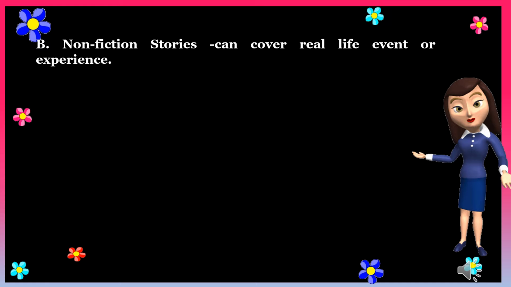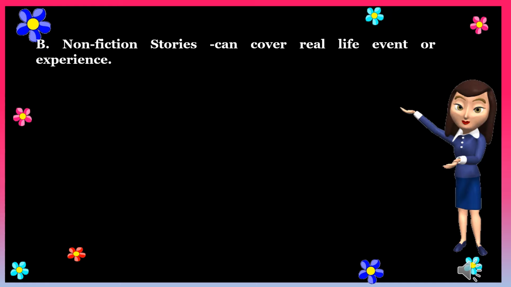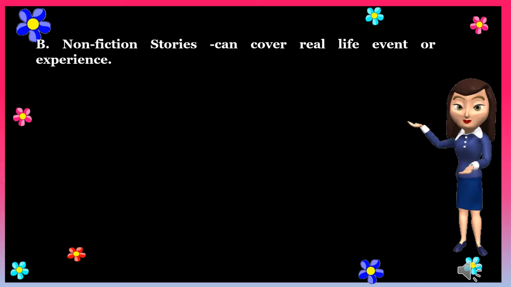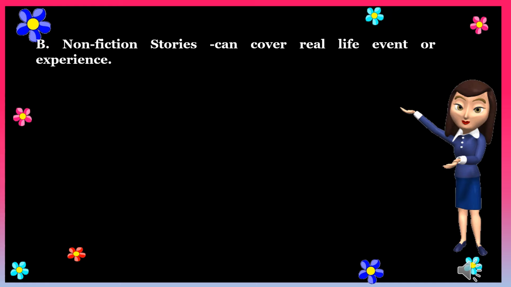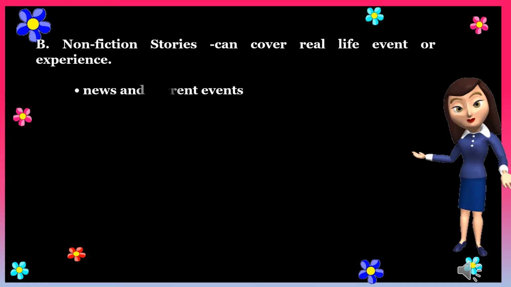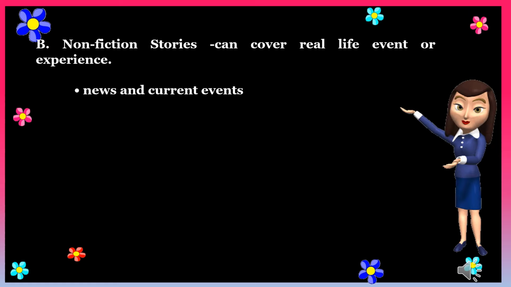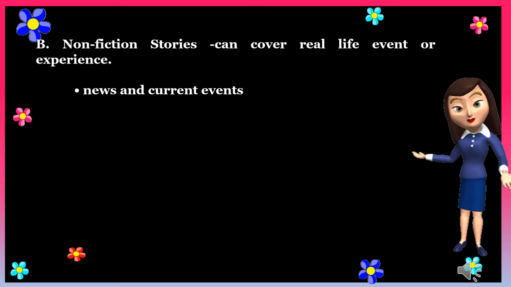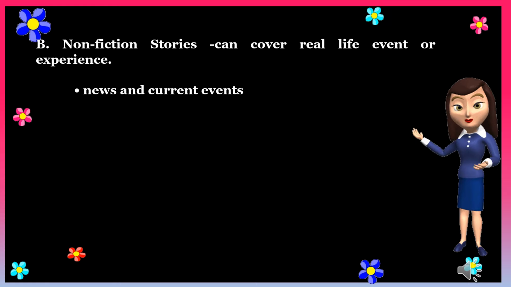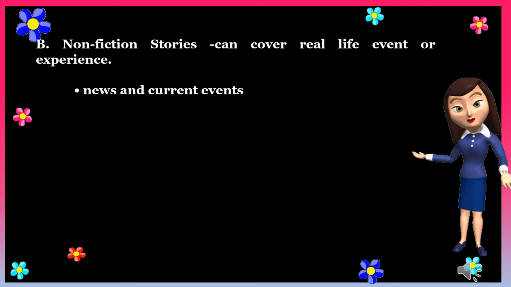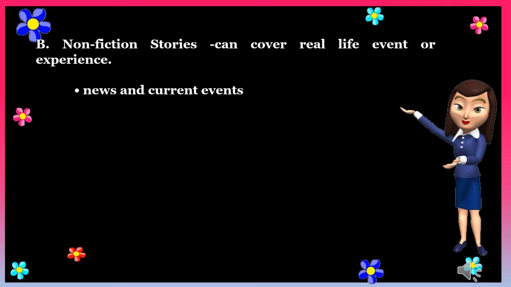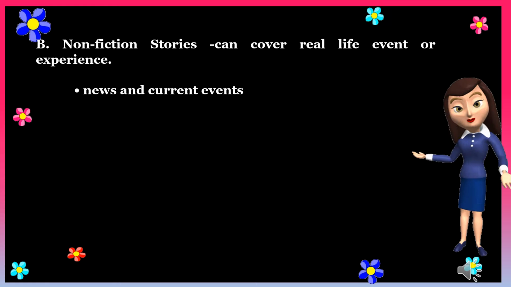The second one is, of course, non-fiction stories. Non-fiction stories can cover real-life events or experiences. Example, news and current events. Of course, the people in the news and current events are real, and even the events are also real. A writer or a news reporter cannot write imaginary things, imaginary people. That is against the law.